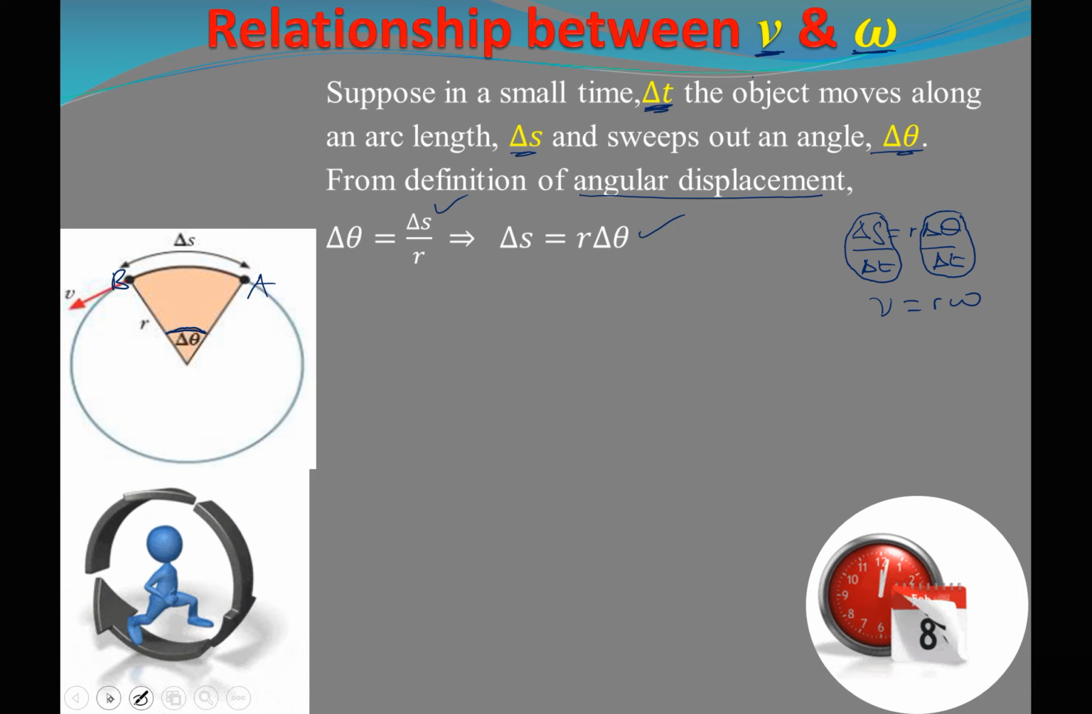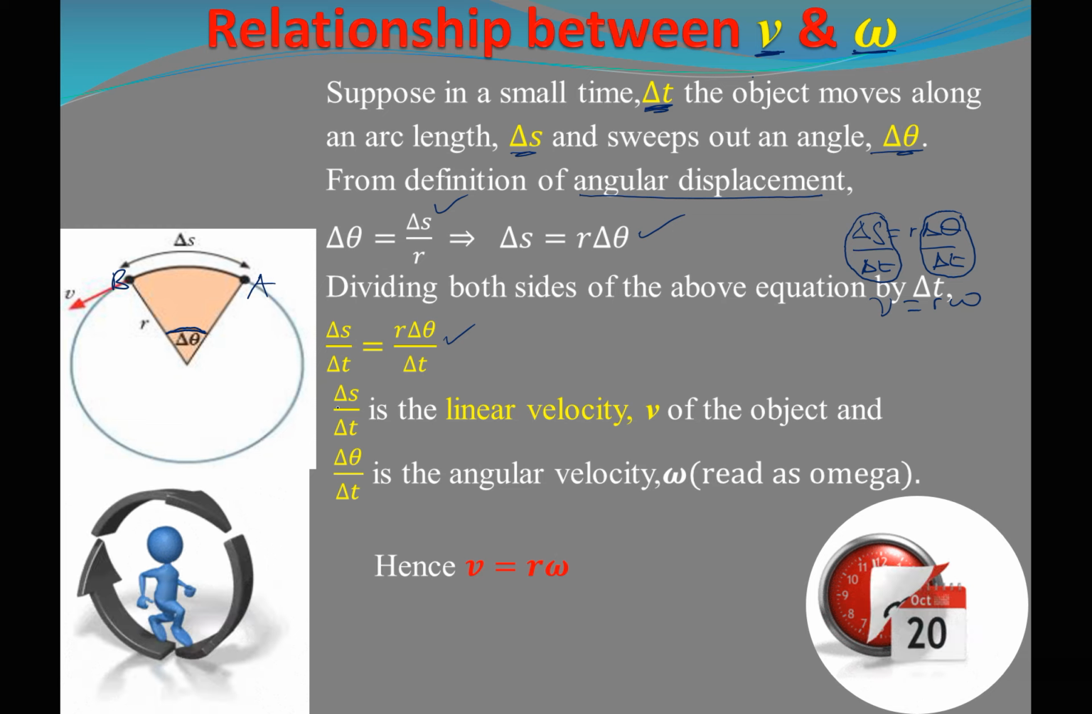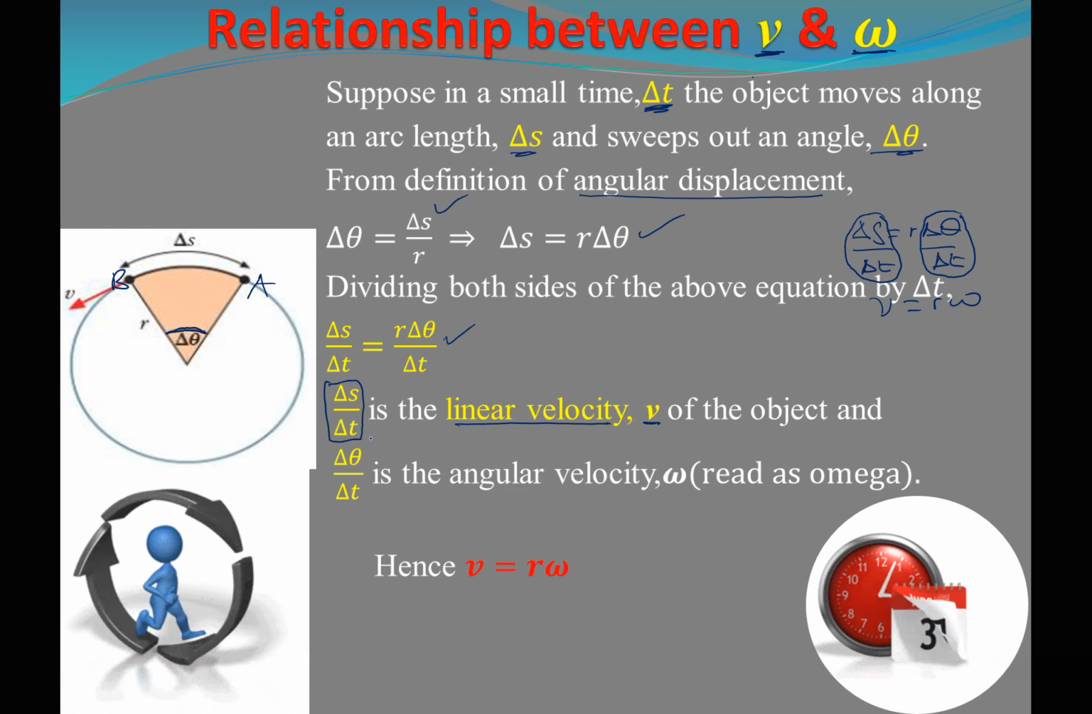So if we divide both sides by delta t, then delta s over delta t is going to be equal to r delta theta over delta t. And delta s over delta t is the linear velocity of the object, which we shall represent with the letter v. On the right hand side, delta theta over delta t is the angular velocity, which we shall represent with omega.